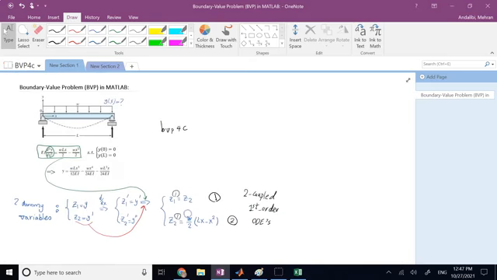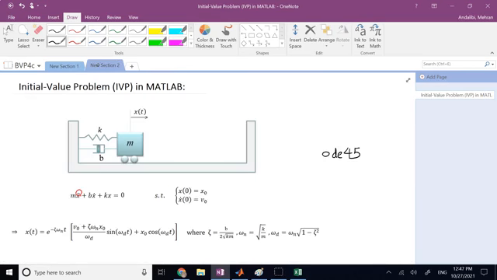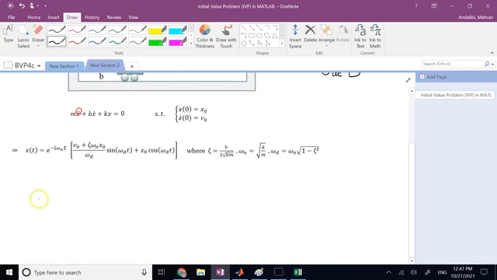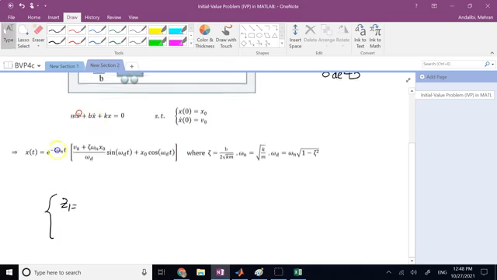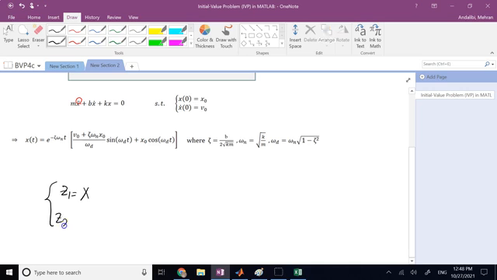So using these two dummy variables, you change your one second order ODE into two first order ODEs that are coupled. And this solver has no problem solving such thing as long as they are first order. You do the exact same thing here. You choose your two dummy variables again, z1 to be your function of interest, x, which is what you need to find, and the second one, you choose it to be the first time derivative, x dot.